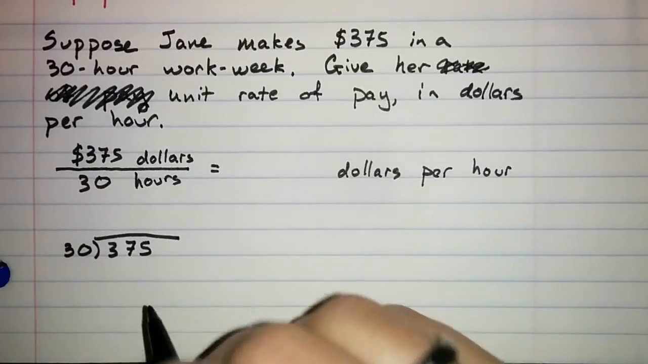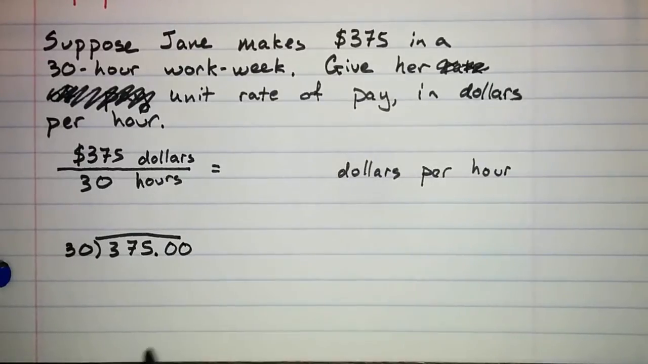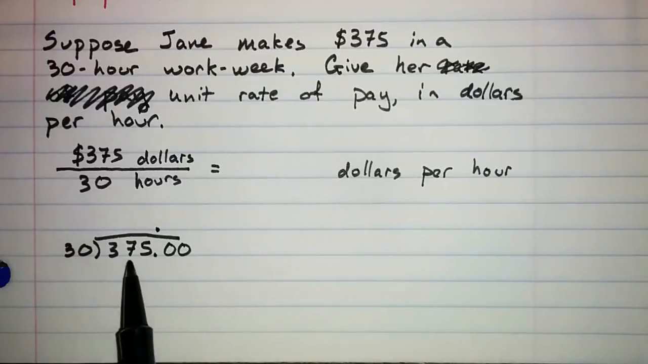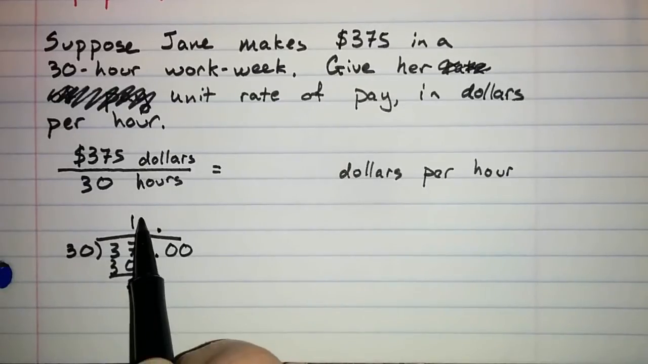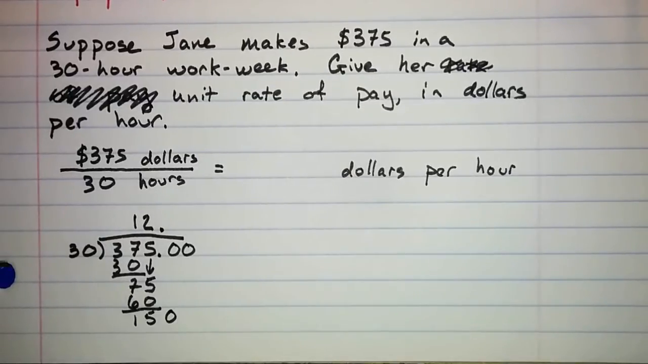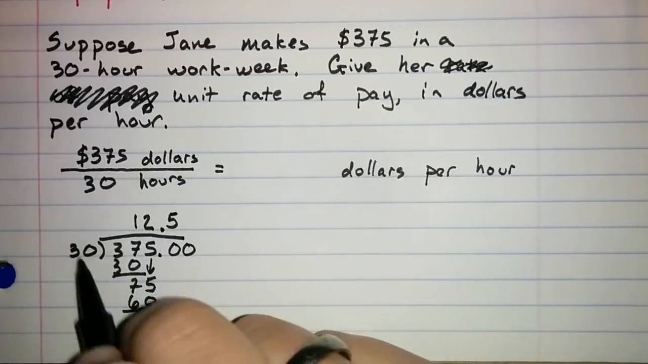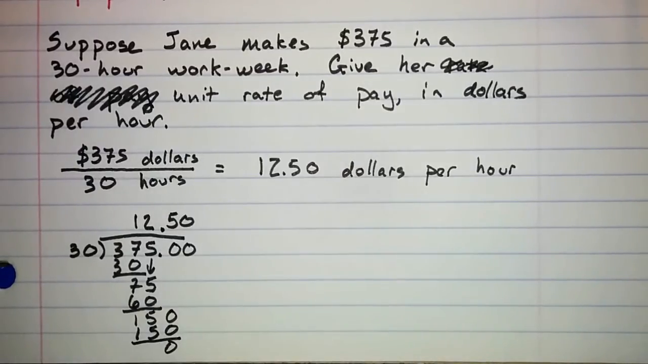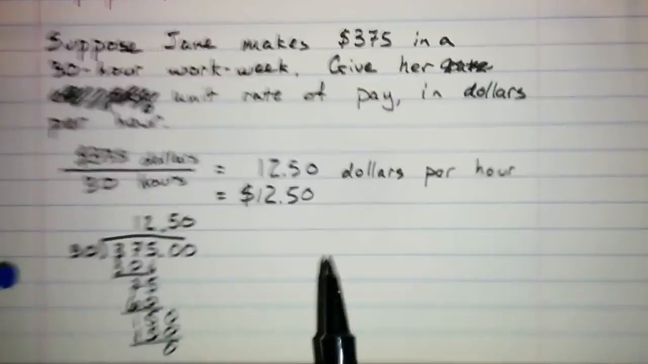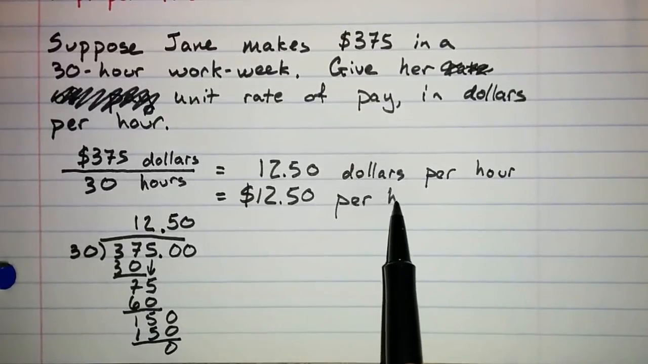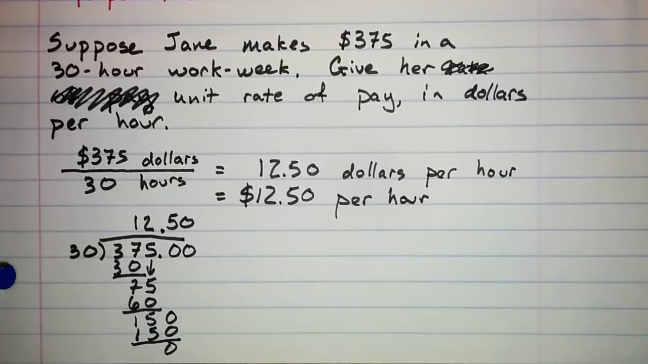Since this is money, we're going to answer as a decimal to the nearest hundredth, because that's how we report money. So 30 goes into 37 once, into 75 twice, into 155 times, and we're done. She makes $12.50 per hour, or we could write $12.50 per hour, writing the units of dollars as a dollar sign in the usual way.